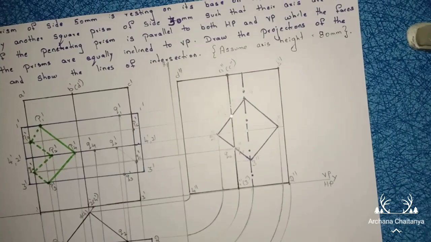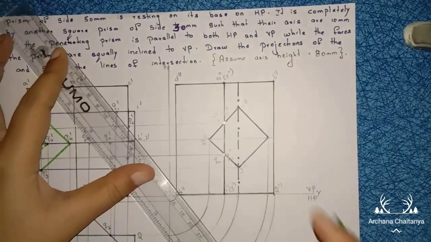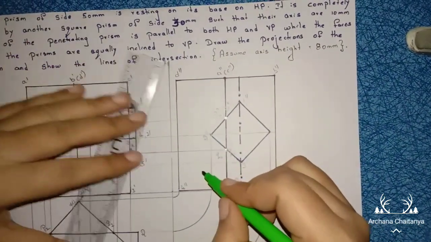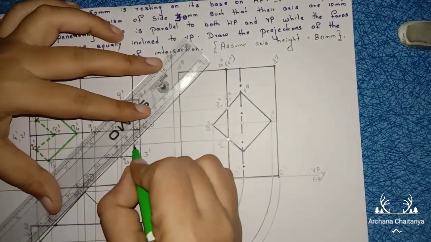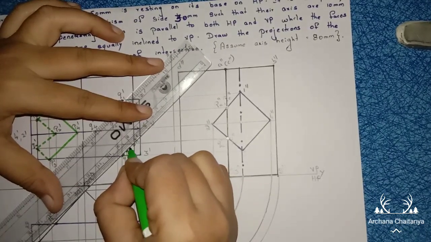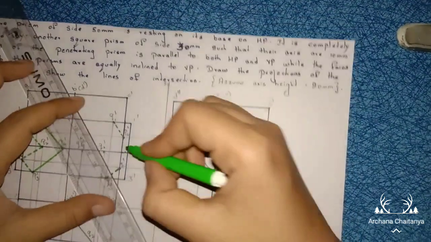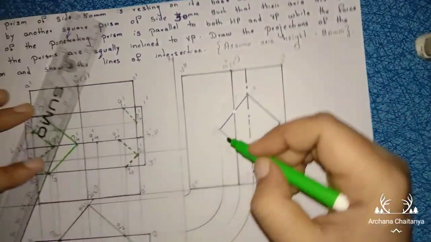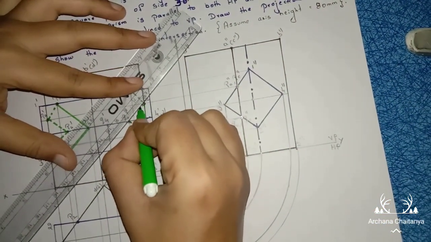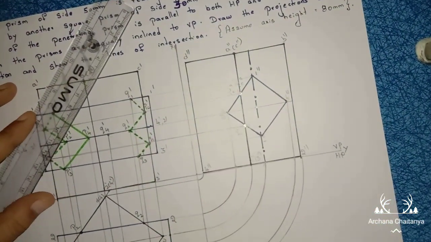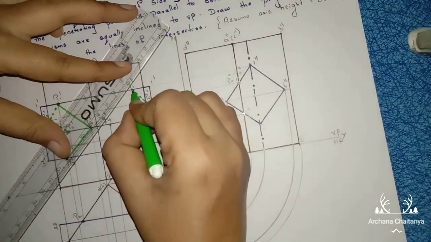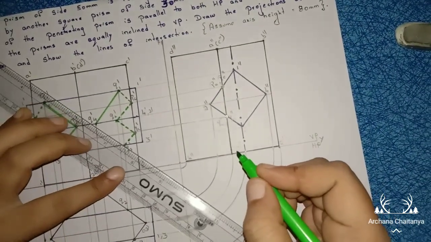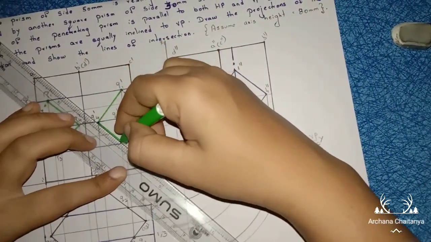Right, now same process here also. Join here PC dash Q1 dash. Right, and join here Q3 dash QC dash. Right, and join here this Q2 dash QC dash. And join here this one, right? After that join here Q1 dash to Q4 dash, Q4 dash to Q3 dash.